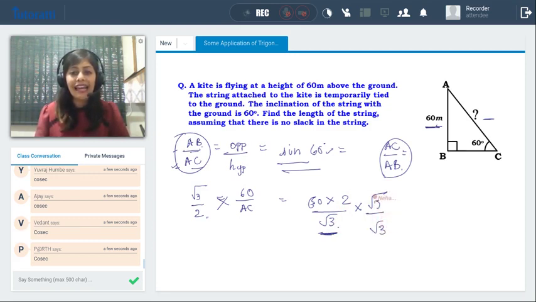So what you do is multiply and divide by root 3. We do this because root 3 upon root 3 is 1, so basically we are not doing any operation. This is just to get rid of this root 3.